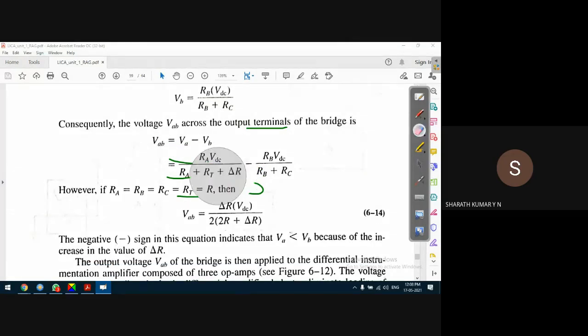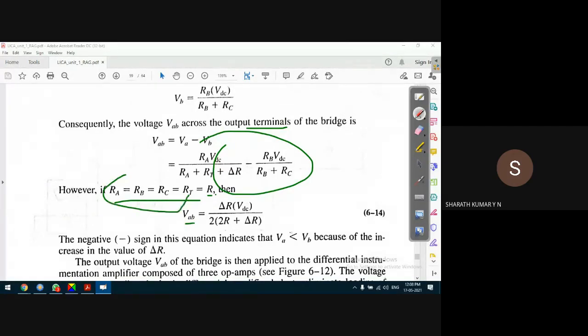Assuming that RA, RB, RC is equal to RT, which is equal to R, just for simplification. RA, RB, RC is selected to be equal to that of RT, the resistance of the strain gauges, for example, under unforced condition, in the absence of the pressure or the force. So VAB is equal to delta R VDC divided by 2 into 2R plus delta R.